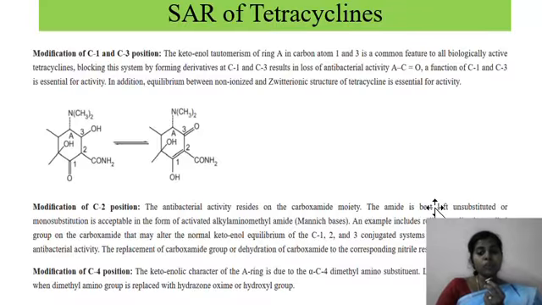The dimethyl amino group at C4 must remain intact and the aromatic ring D is necessary. Phenolic hydroxyl groups are also important. Now, modification at C1 to C3 position. So, this is the C1 carbon to C3 position.